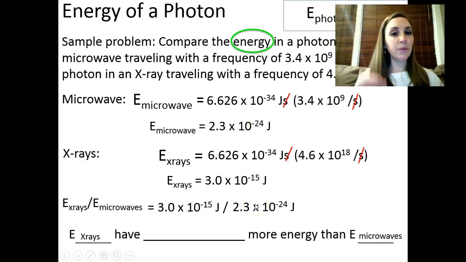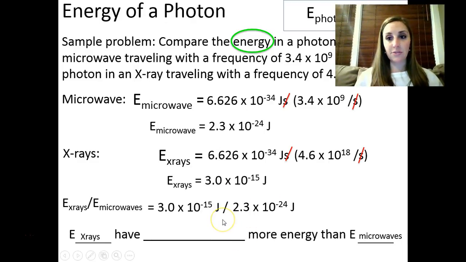And this is where you need to be really careful, and you have to use that E button when you're dividing with scientific notation. So 3.0, and then remember, instead of times 10 to the, use E. So 3.0 E negative 15 divided by 2.3 E negative 24. What'd you get? Did you get 1.3 times 10 to the 9th?